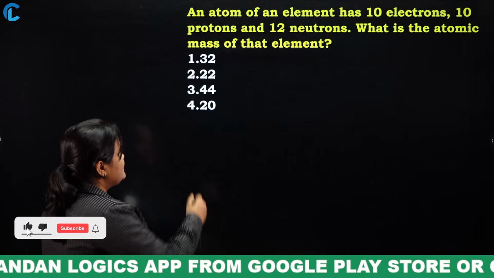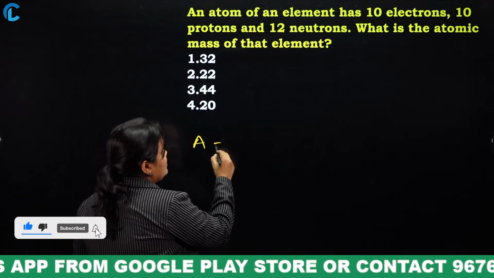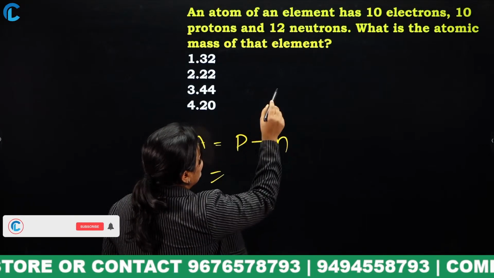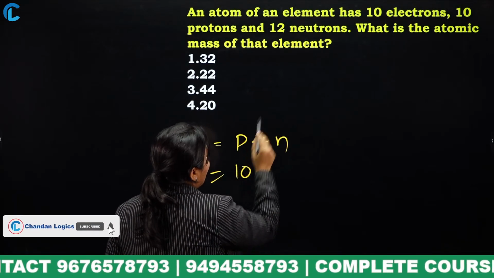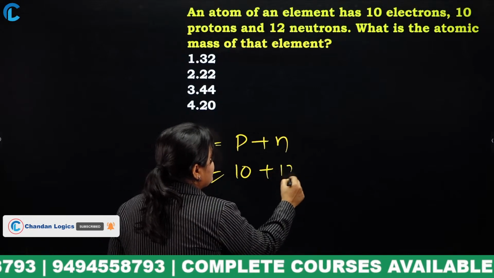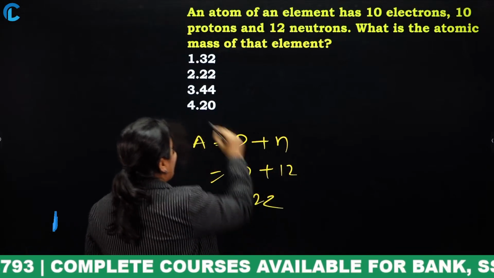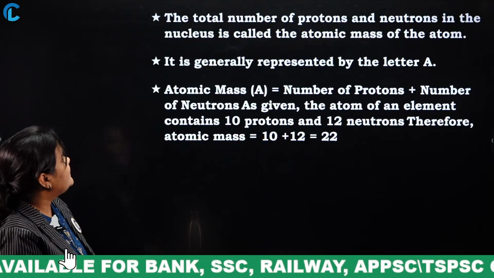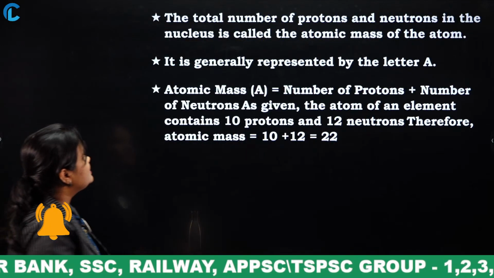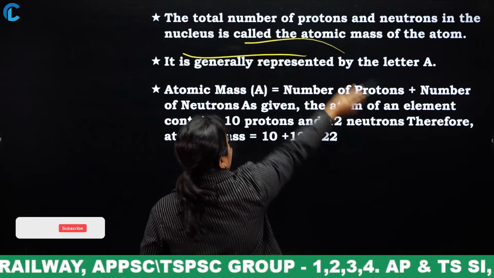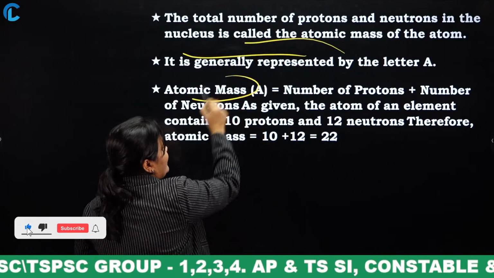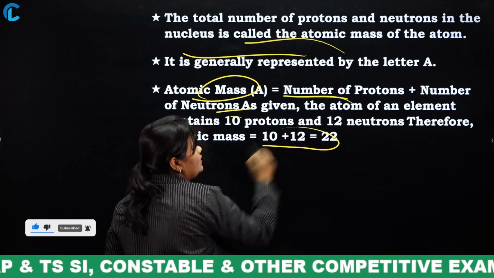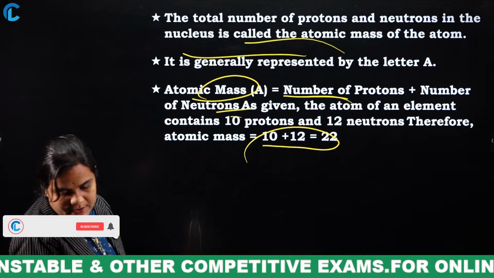Okay. What is it saying? Atomic mass is equal to the number of protons plus the number of neutrons. How many protons do we have? 10. And how many neutrons do we have? 12. So, how much? 22. The answer is 22. Clear? The total number of protons and neutrons in the nucleus is called the atomic mass. So, atomic mass is equal to the number of protons plus the number of neutrons: 10 plus 12 is equal to 22. Clear all of you?